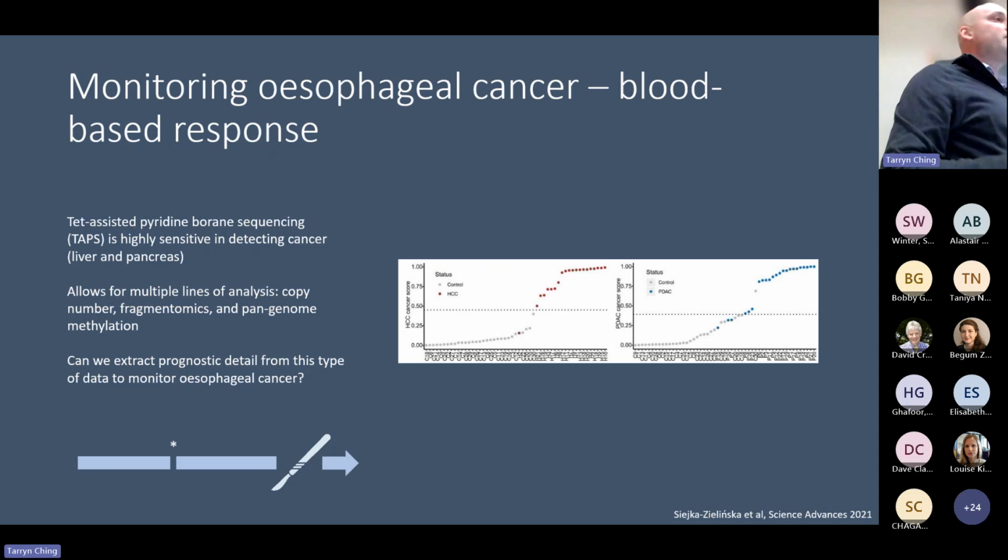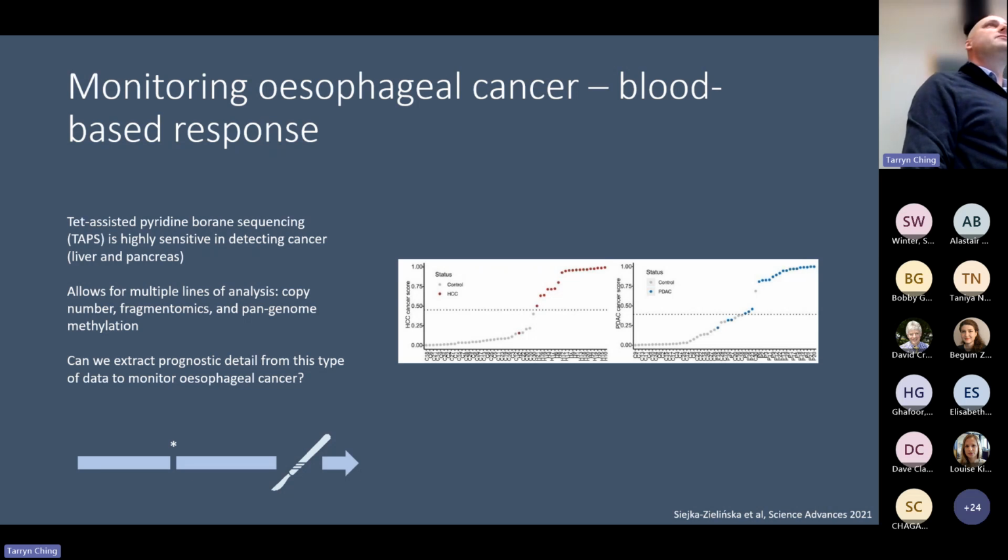And for that, we used a method called TET-assisted pyridine borane sequencing, or TAPS for short. That was developed by a scientist called Chunxiao Song, who I work with at the Ludwig Institute. Essentially, it's a test that looks for methylation as a way of identifying circulating tumor DNA in the bloodstream. He's already demonstrated that this is a highly sensitive way of detecting cancer in liver and pancreas tumors.